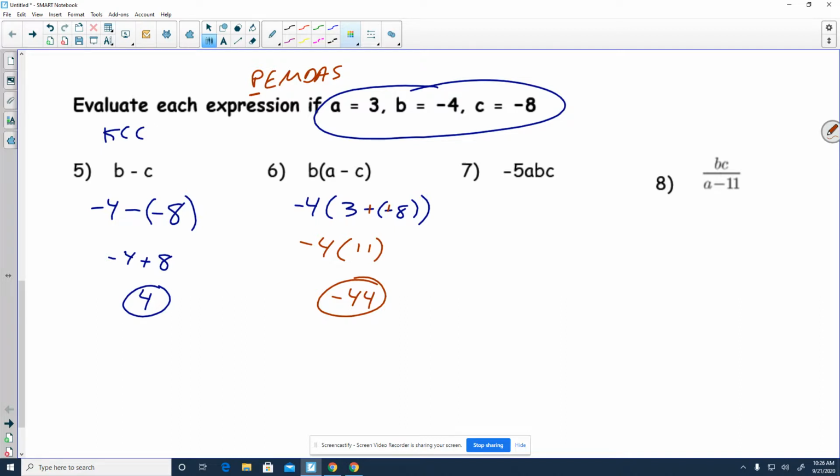Number 7, negative 5 ABC. Remember, if there's nothing written, that just means multiplication. So negative 5 times 3 times negative 4 times negative 8. If you want to type that all into your calculator, you can, but I'm just going to break it down for you. Negative 5 times 3 is negative 15. Negative 15 times negative 4 gives us positive 60. And then 60 times negative 8 gives us negative 480.